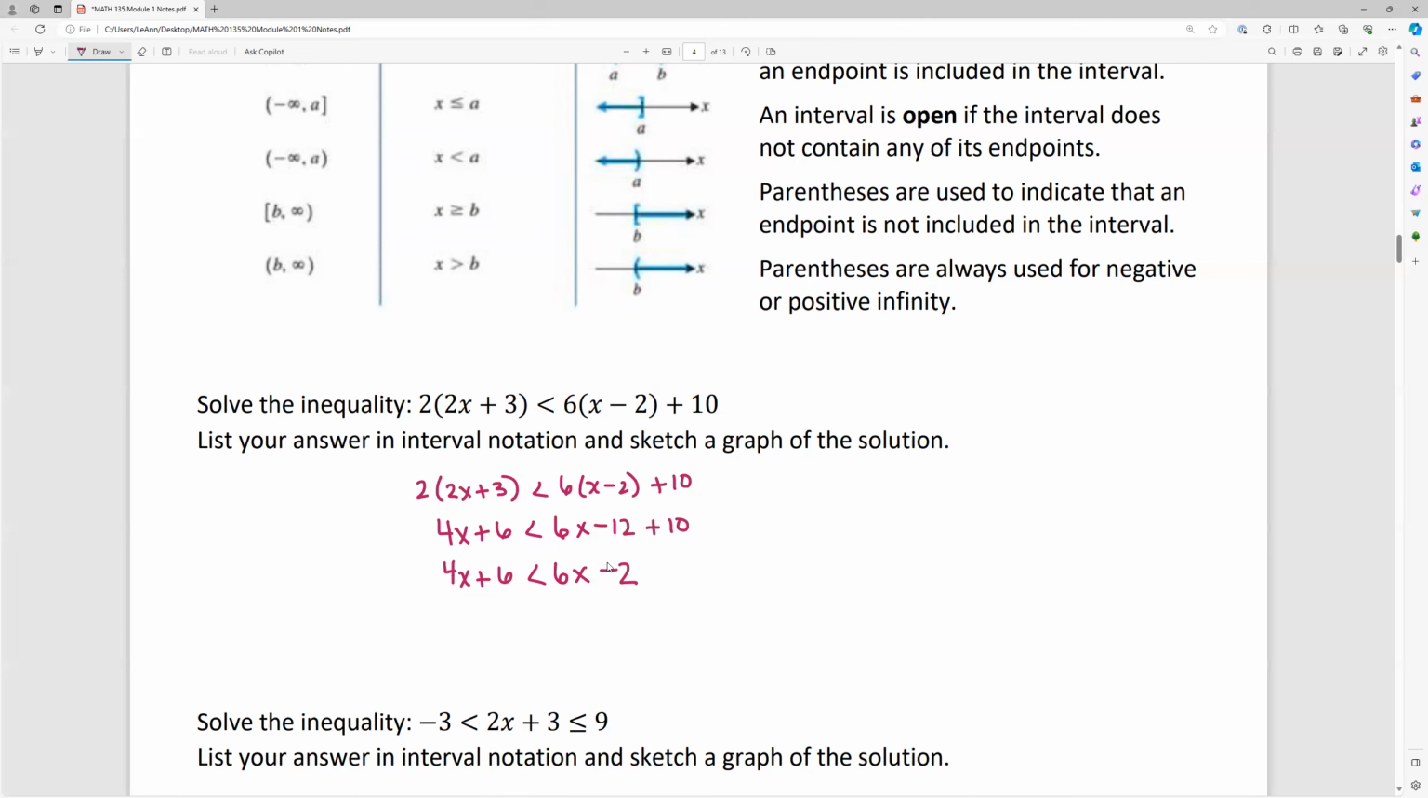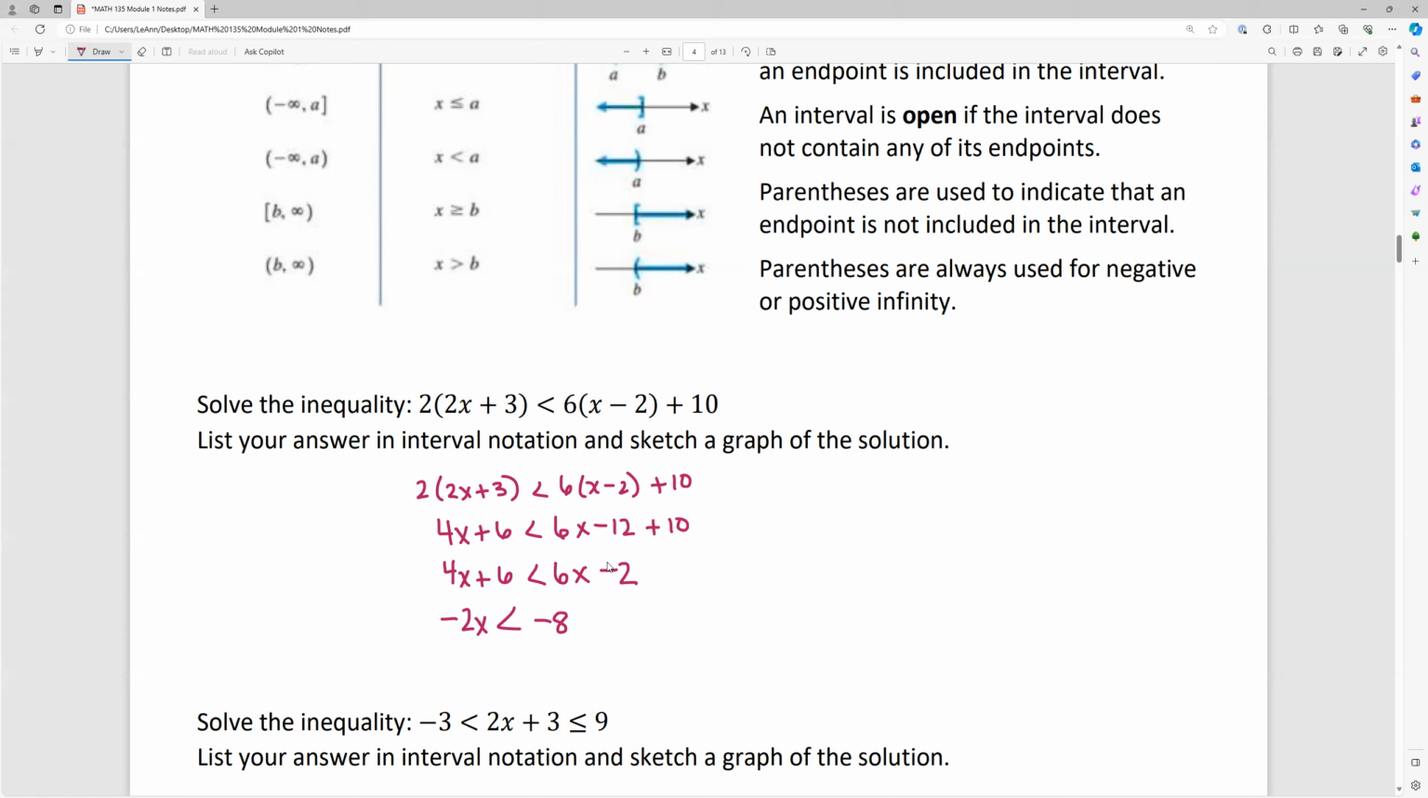So I'm going to subtract the 6x over just because I like to have my x on the left side. So that's going to be -2x. We have our less than symbol. Notice I'm not changing the direction here because I was adding or subtracting something from both sides. You don't do anything to your inequality direction when you're adding or subtracting. When we do this one, we need to subtract the 6 over. So that's going to be a -8.